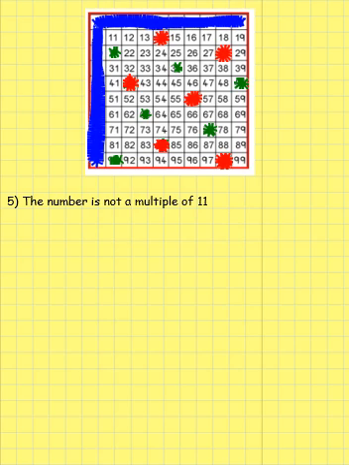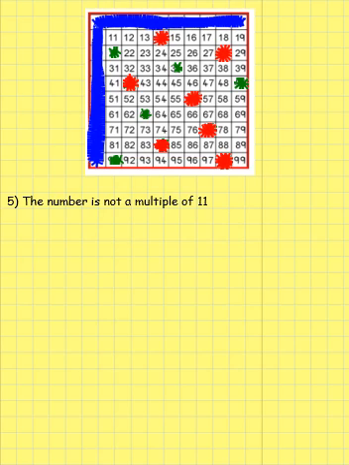Let's have a look at our next clue then. The number is not a multiple of 11. Okay, so with this one, it's a little bit restrictive in terms of what number it's not, but it does go in some way to eliminate one of our possibilities. So we'll have a look at which one out of our options that is.